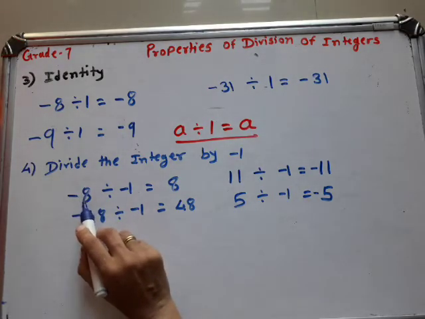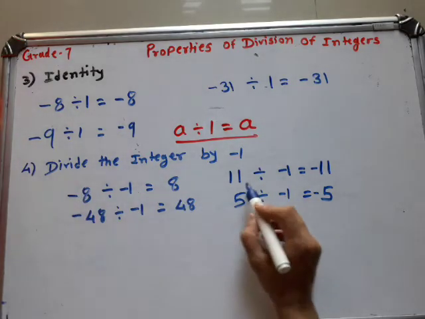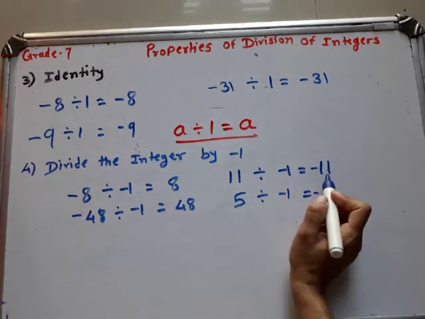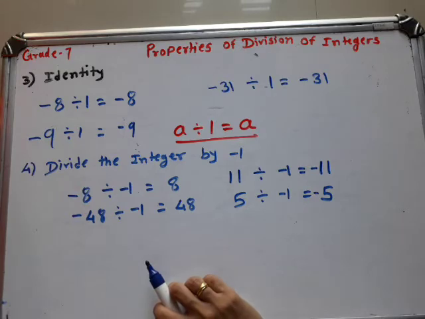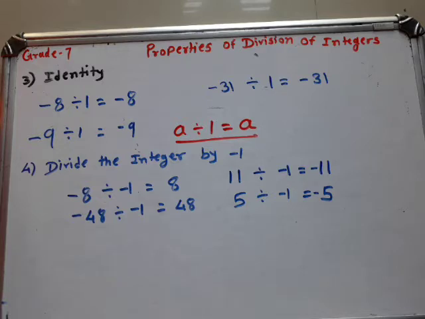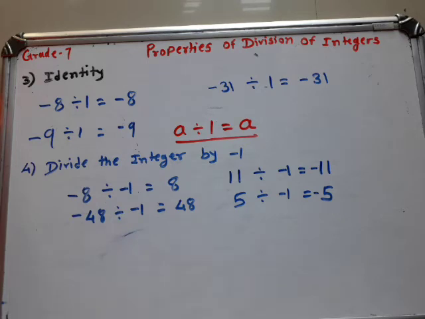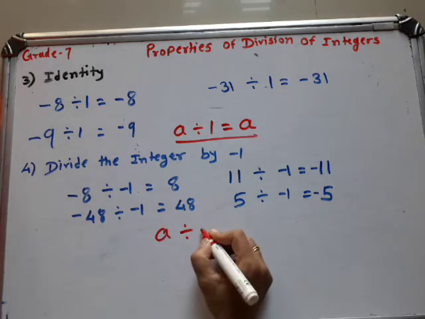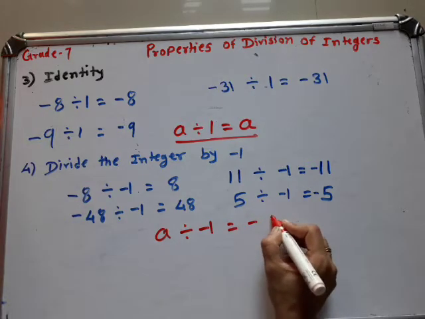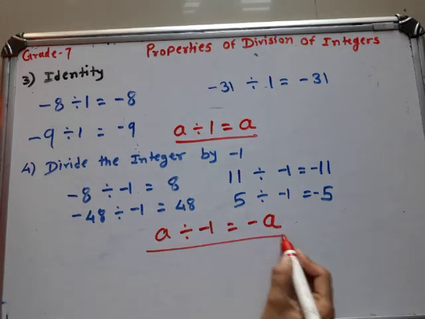See here, this is minus 8. This integer is negative, we get the answer plus 8. Here a positive integer, the answer we get is a negative integer. So here we say that any integer divided by minus 1 does not give the same integer. So you write here a: suppose we take integer plus a divided by minus 1, we get minus a. Okay, this is your fourth property, divide the integer by minus 1. So you have to write these integer properties in your notebook.